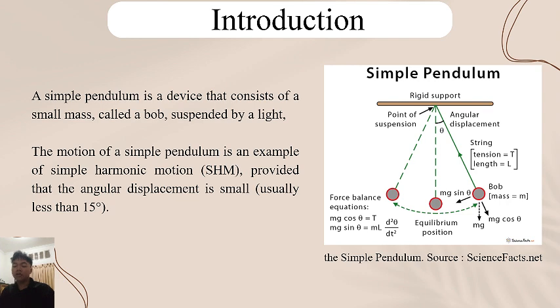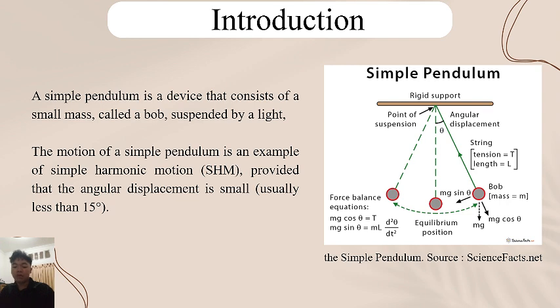A simple pendulum is a device that consists of a small mass called a bob suspended by a light, inextensible string from a fixed point, allowing it to swing freely under the influence of gravity when displaced from its equilibrium position and released. The pendulum oscillates back and forth due to the restoring force of gravity acting on the bob.